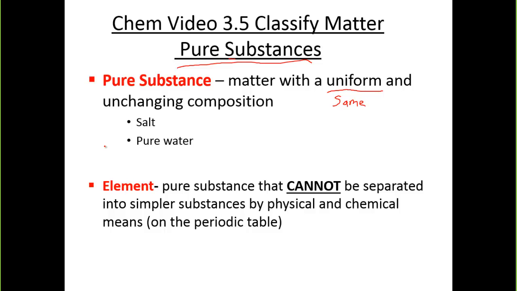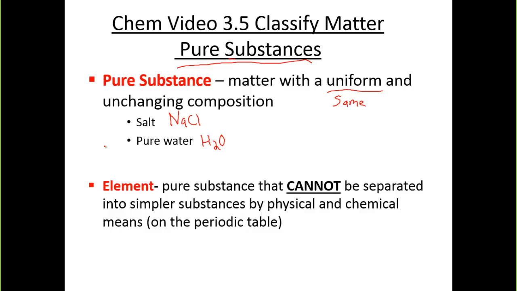If we were to take just one little speck of salt or a whole bunch of salt, the whole way through it is a chemical formula, sodium chloride, and it's just salt. Or pure water without anything in it, it's just H2O. So if you have a little bit or a lot of it, it's exactly the same. You cut it in half or in a smaller amount, and you have just the same thing, our pure substance.